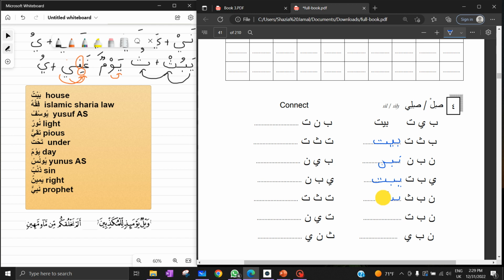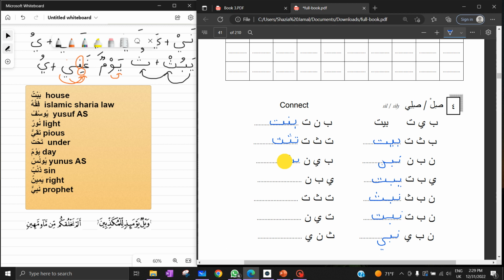Noon, ba, and tha. Noon, ba, and ta. Noon, ba, and ya is the last, so no need to make a vertical line. Just continue in the line and just below the line. So noon, ba, and ya. Ba, noon, and ta. Ta, tha, and ta again.